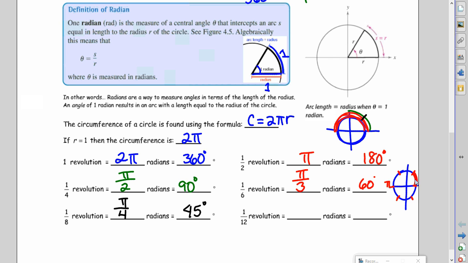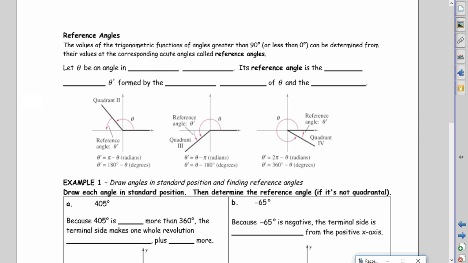One-twelfth of a revolution would be half of a 1/6 of a revolution. So half of pi over 3 is pi over 6, and half of 60 degrees is 30 degrees. So pi over 6 is 30 degrees, okay? We'll go over more detail next time how to convert between degrees and radians, but where you draw these, it all makes sense. So, reference angles.